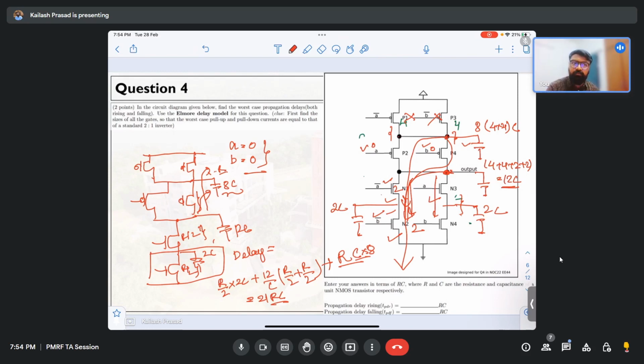Every time you calculate the worst case delay, you have to make sure which input combination you are taking, right? This is a small gate, but if you calculate for a larger gate, you have to first figure out what the worst case input combination is. Which input combination is making us discharge the most capacitances? That's how you calculate the worst case falling delay. Is this clear, everybody? Okay, so I hope this is clear.